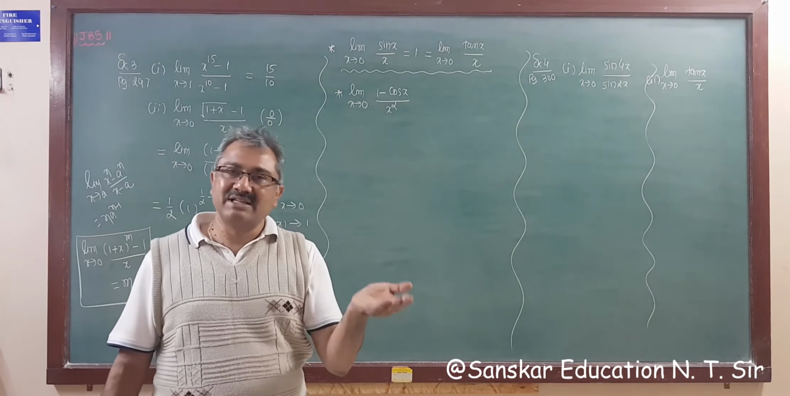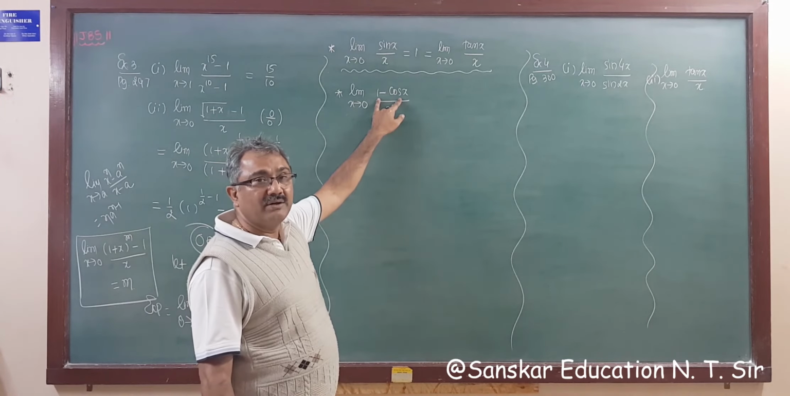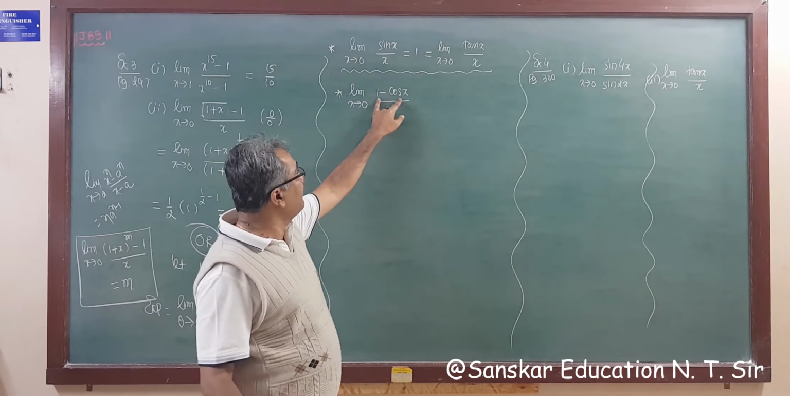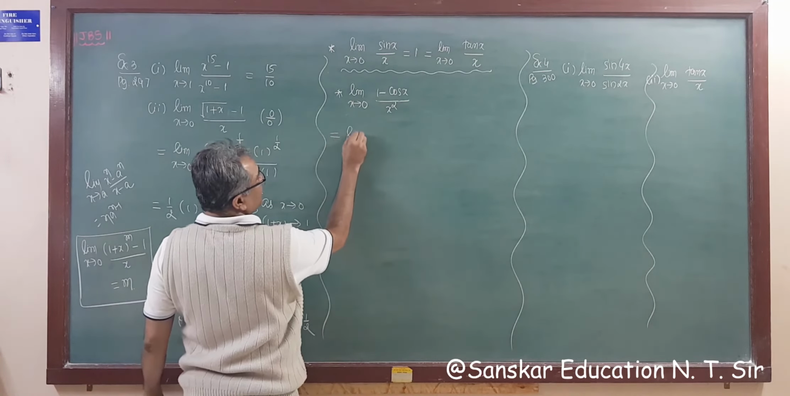Plus then minus, minus then plus, right? So here is 1 minus cos x. So what to do here? Multiply and divide by 1 plus cos x. There is the rationalizing method. This type of question is the first time for you.